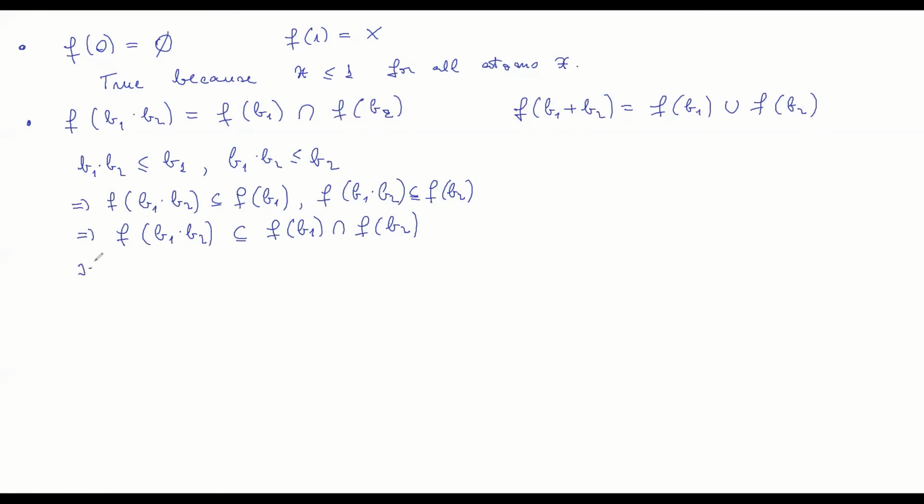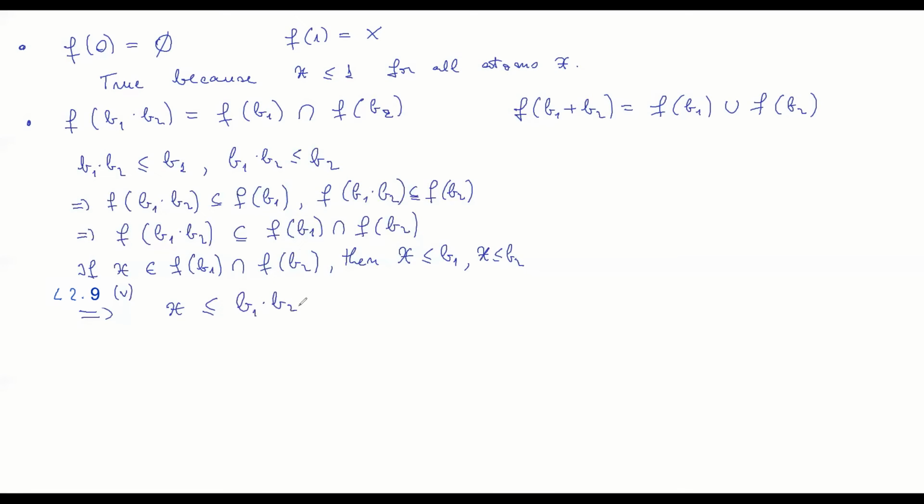On the other hand, if we take an element x of the intersection of f of b1 and f of b2, then by the definition of f, we get that x is smaller than or equal to b1, and also x is smaller than or equal to b2. And then it follows by lemma 2.13, and I'm using the fifth property of that lemma, that x is also smaller than or equal to b1 times b2. And so this implies that x belongs to f of b1 times b2. So the conclusion is that indeed we have established the equality of f of b1 times b2 equals f of b1 intersected with f of b2.